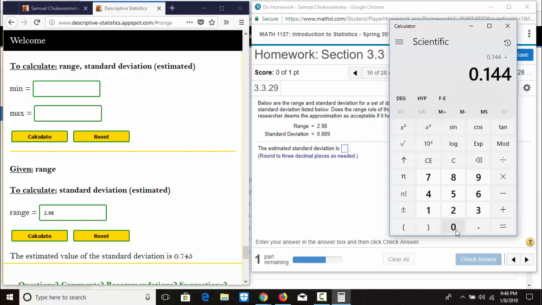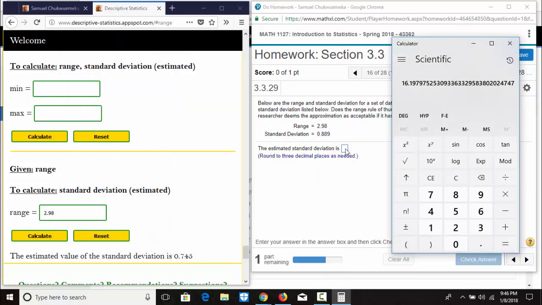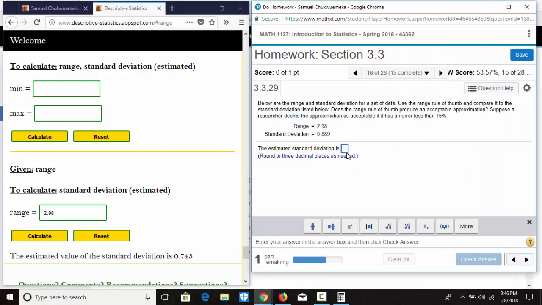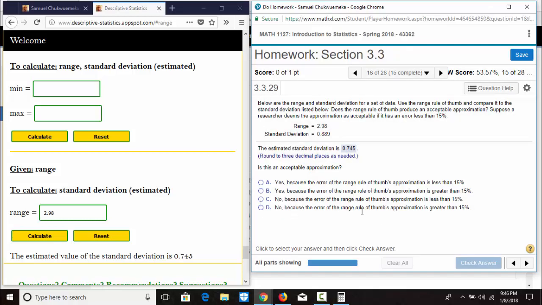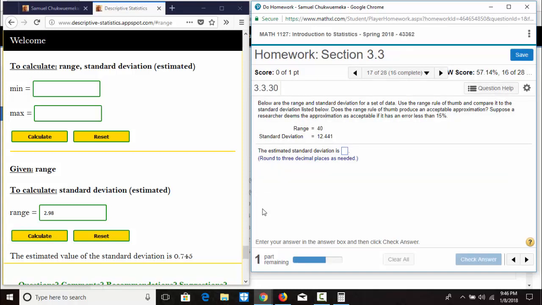So divided by 0.889, then times 100. So the error is 16.198%. That is not acceptable. It is greater than 15%. But first of all, let's put the estimated standard deviation. The estimated standard deviation to 3 decimal places is 0.745. It is not acceptable because the error of the range rule of thumb's approximation is greater than 15%. If it is less than 15%, then it's acceptable.